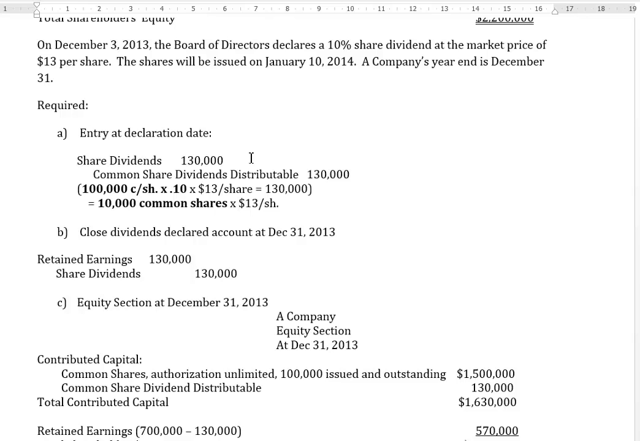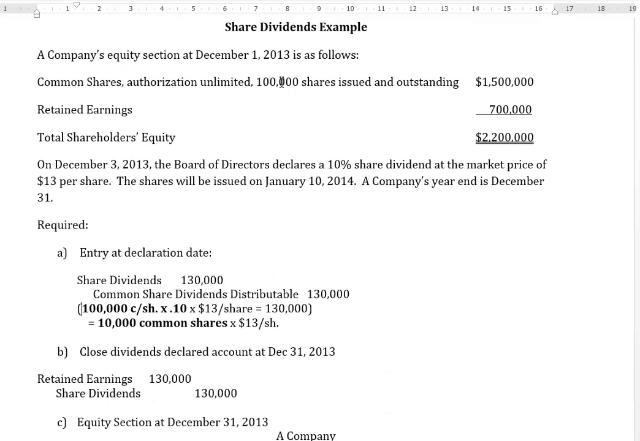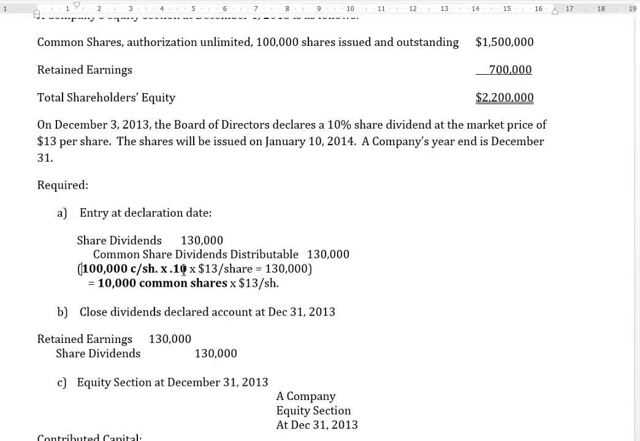And we debit share dividends for 130,000, which we calculated as 100,000 common shares, because that's the number of shares that are issued and outstanding, times 10%, because 10% times 100,000 common shares is going to give us the number of new shares, 10,000 of them, that we are going to issue. That's what we're issuing on January the 10th. But we have to value them at $13 a share.